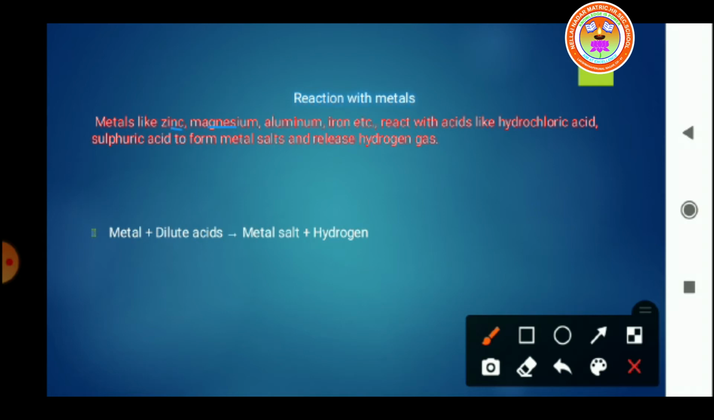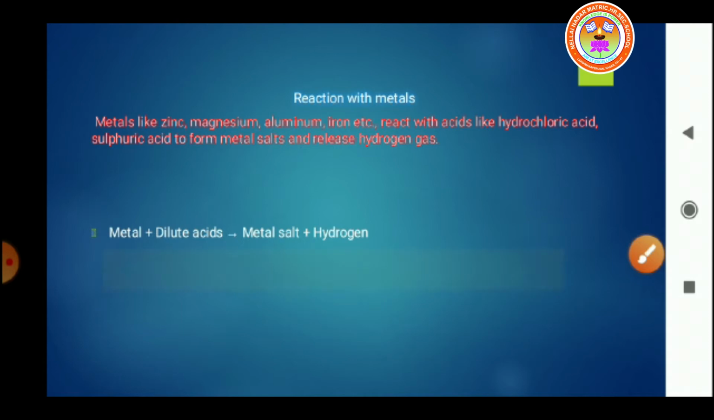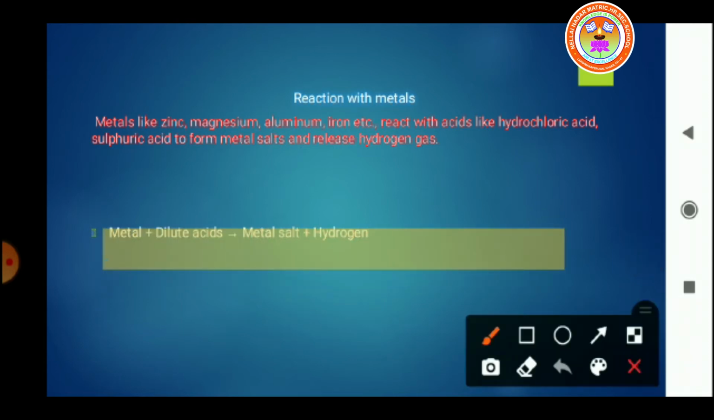Iron reacts with acids like hydrochloric acid and sulfuric acid to form metal salt and also release hydrogen gas. How can we write the equation format? See here, whenever a metal reacts with dilute acids, it forms metal salt plus hydrogen gas. Shall I write the reaction now? See the example. What is the first example? Yes, zinc.